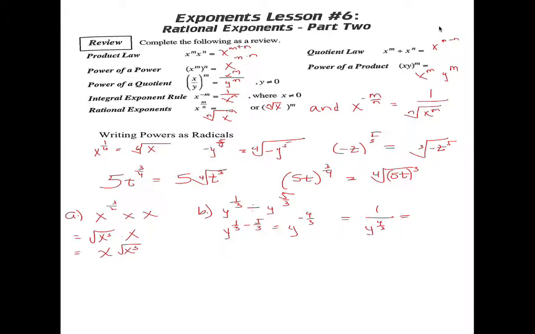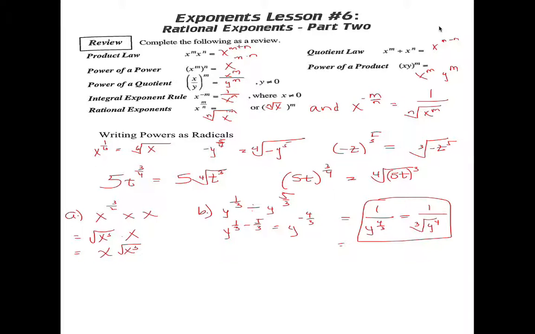So therefore, it would be 1 over the cube root of y to the fourth. And being that it is flip-flopped, we could actually flip it back up and make it negative if we were to write it as an exponent. But it does say to write as a positive exponent. So basically, these two would be my final answers, in positive exponent form and also in radical form.